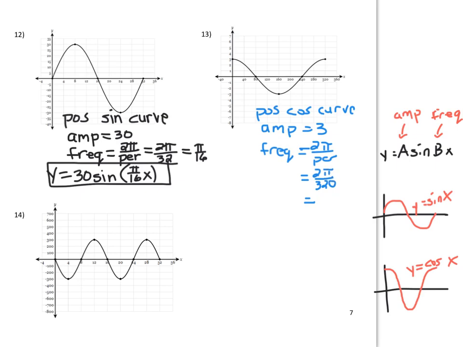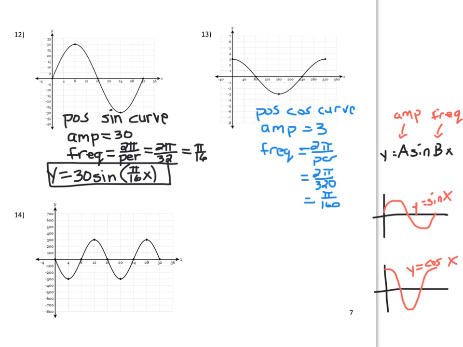You're going to leave it in terms of pi, so we're going to simplify the 2 over 320, which would be 1 over 160. So this is going to be 1 pi over 160, which I'm going to rewrite as pi over 160. Okay, so now we know the frequency, the amplitude, and that we have a positive cosine curve.